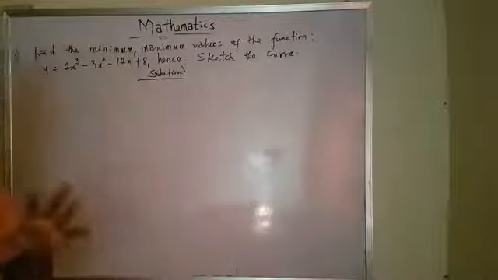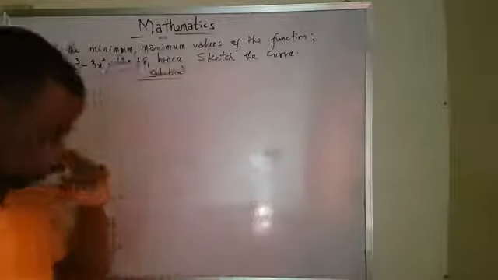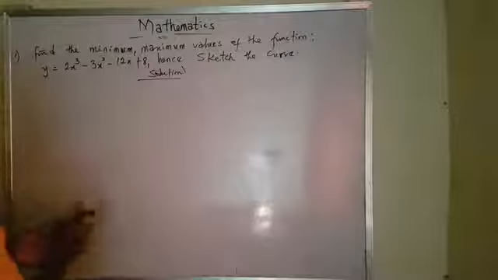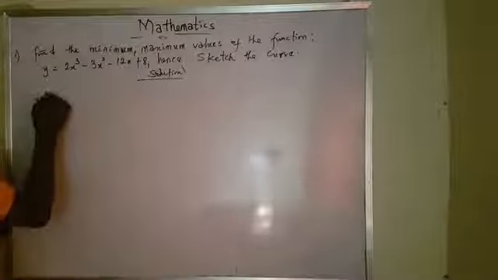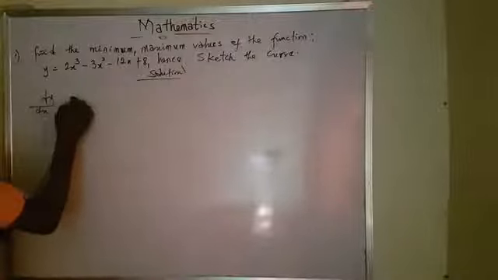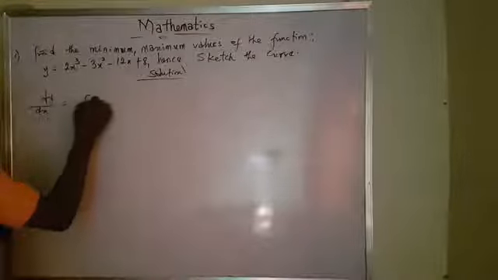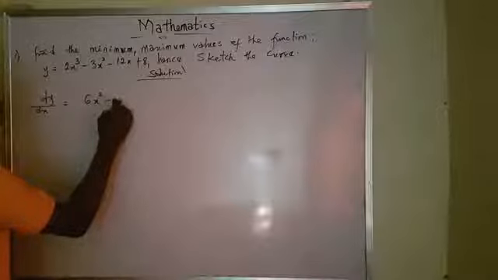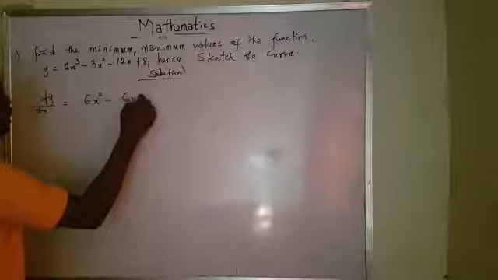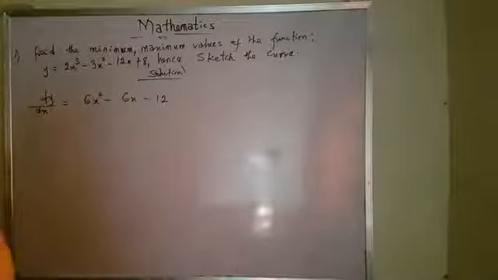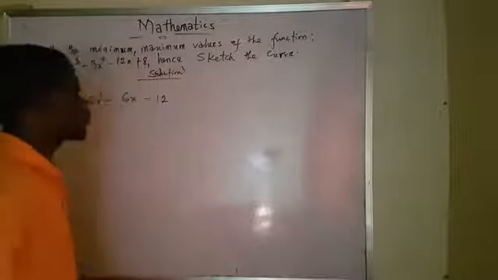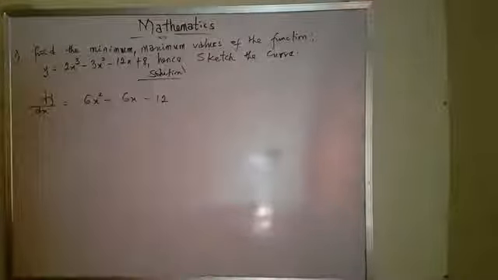So here now, let's go for condition 1, like I explained. So how do we go? Find the minimum and maximum value. Of course, our y is this. First, to find out the dy/dx, which will be equal to 6x squared minus 6x minus 12. Yes. I now said something here. Here, we're supposed to find our what?